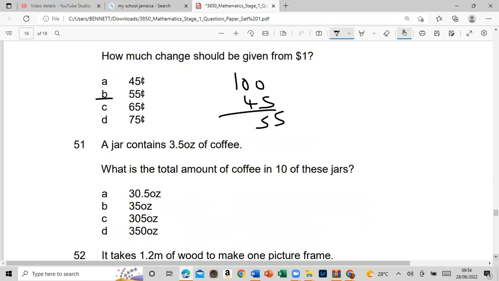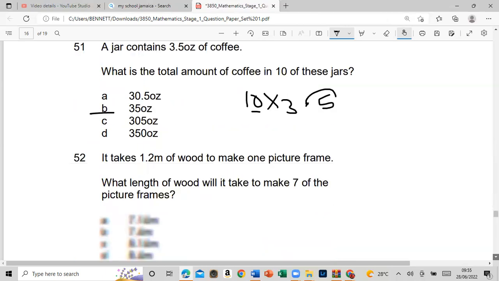A jar contains 3.5 ounces of coffee. What is the total amount of coffee in 10 of these jars? So we multiply by 10, so we move the decimal point over, right? It's positive. So that will move 1 place because it's 1 zero, so that will be 35 ounces.